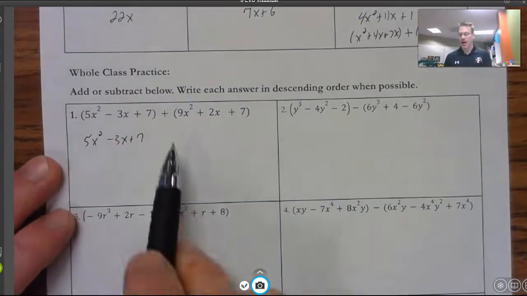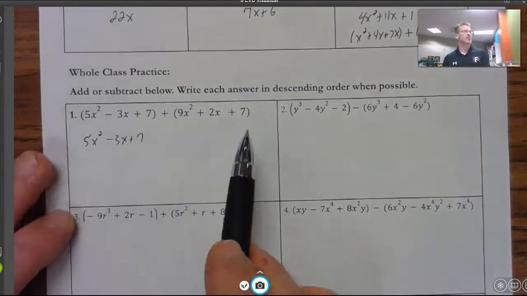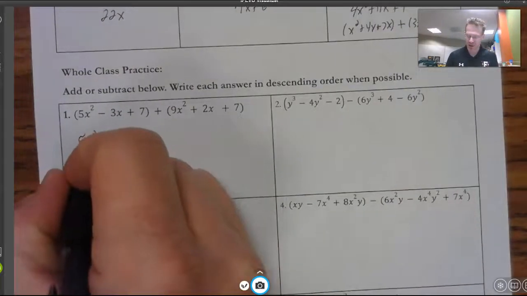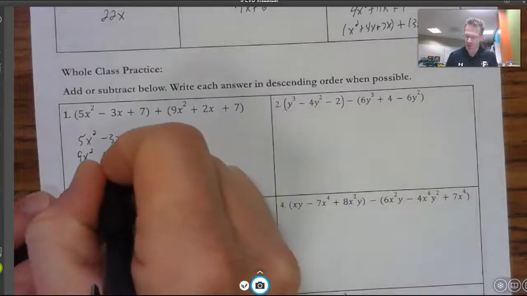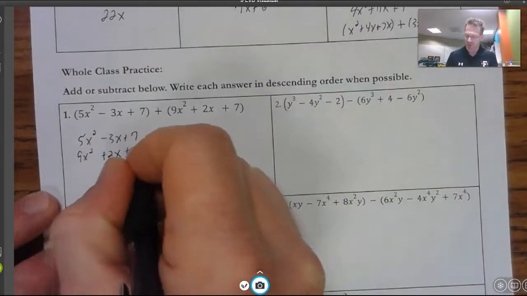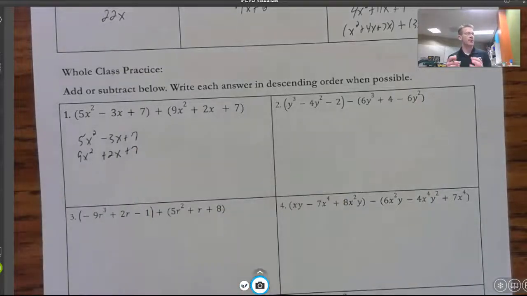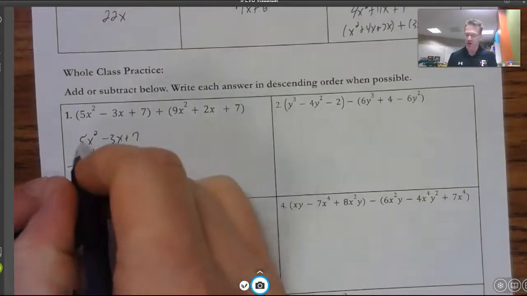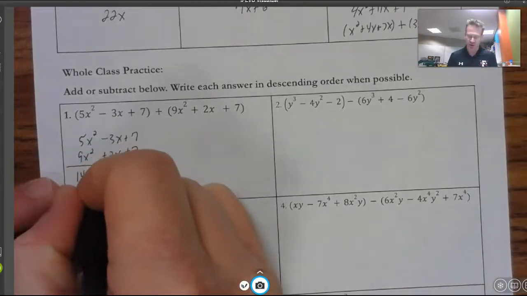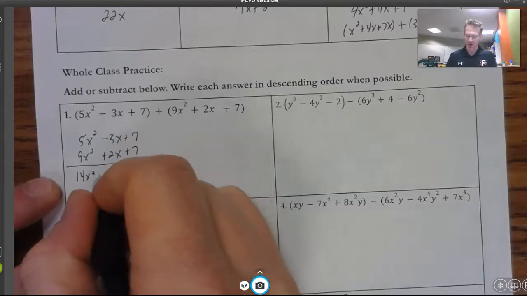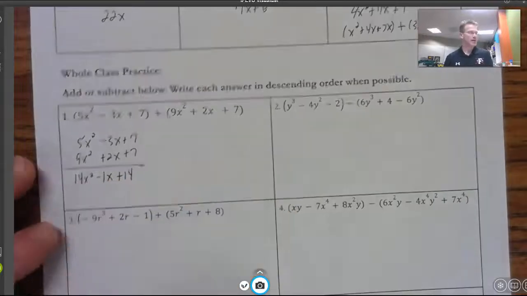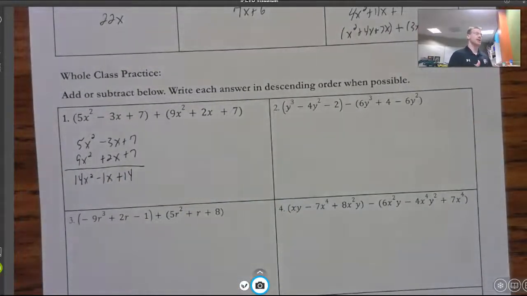Now I'm going to add the second polynomial. So what I'm going to do now is stack the like terms below its counterpart here. So 9x squared would get paired here. 2x would go here. And then 7 would go here. And this just helps me account for everything and make sure I line up all my like terms. And now I just add everything. So 5x squared plus 9x squared would be 14x squared. Negative 3x plus 2x is negative 1x, or just negative x, and then 7 plus 7 is 14. And there's my answer. I'm done. There's nothing else I need to do.